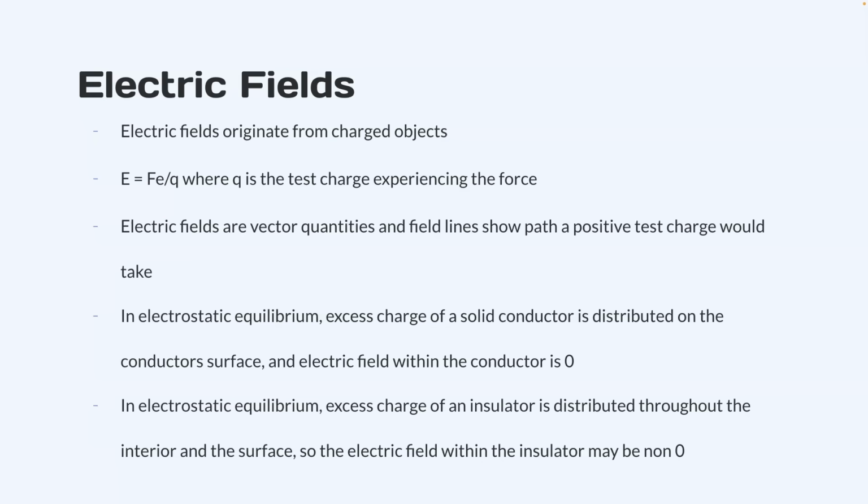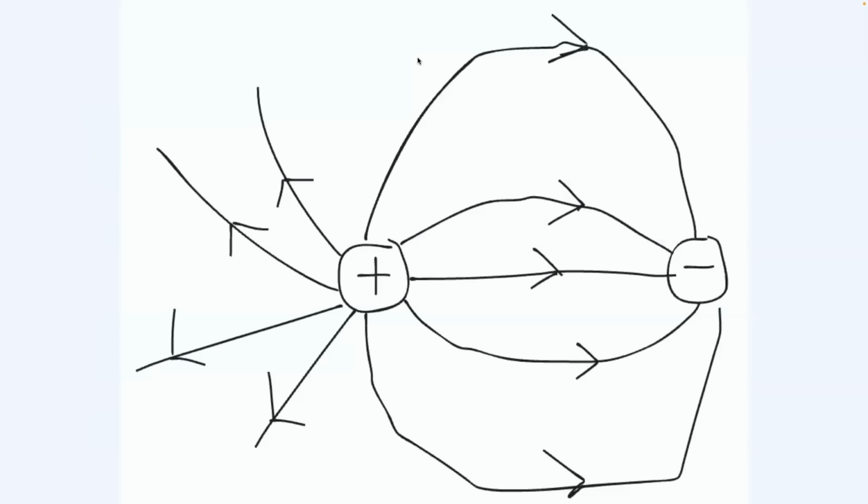In electrostatic equilibrium, excess charge of an insulator is distributed through the interior and the surface. Therefore, the electric field within the insulator may be non-zero. Here's an example of electric field lines. Essentially, they just follow a path a positive charge would take. So that means they point towards negative charges and point away from positive charges, as shown here.